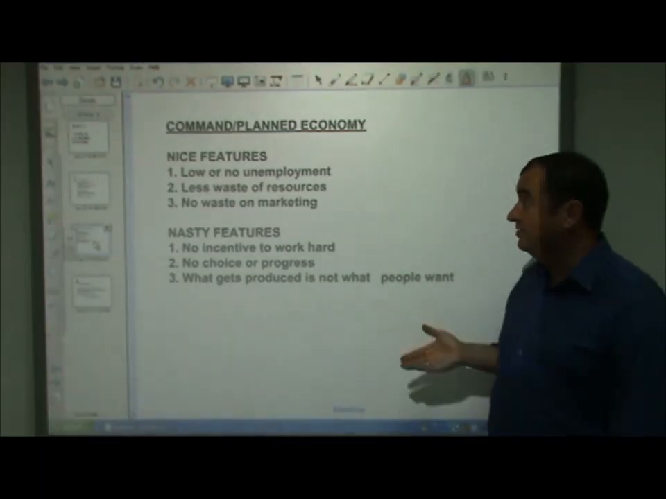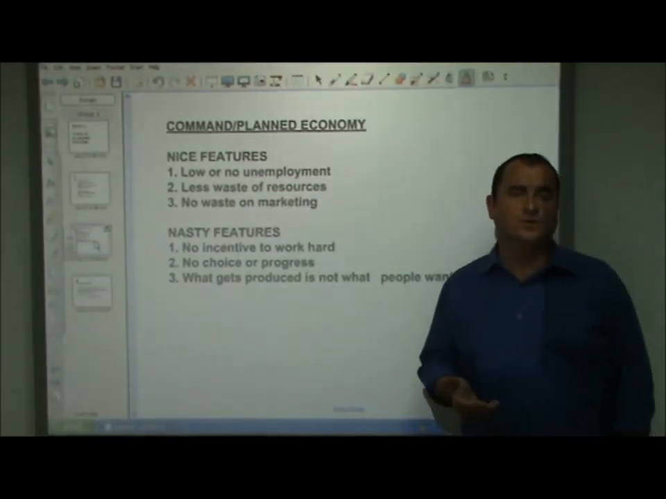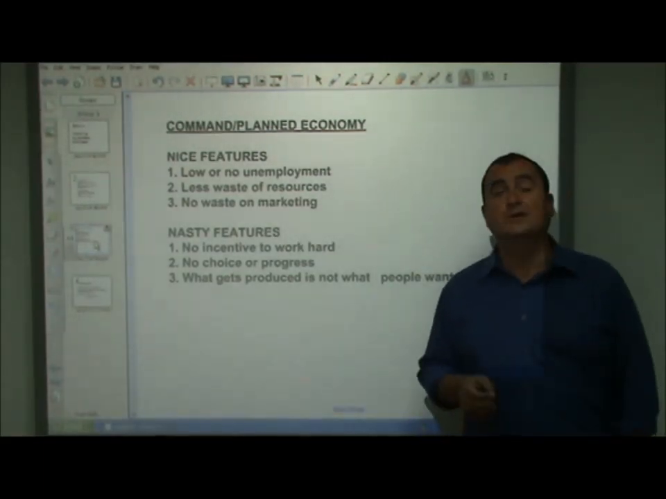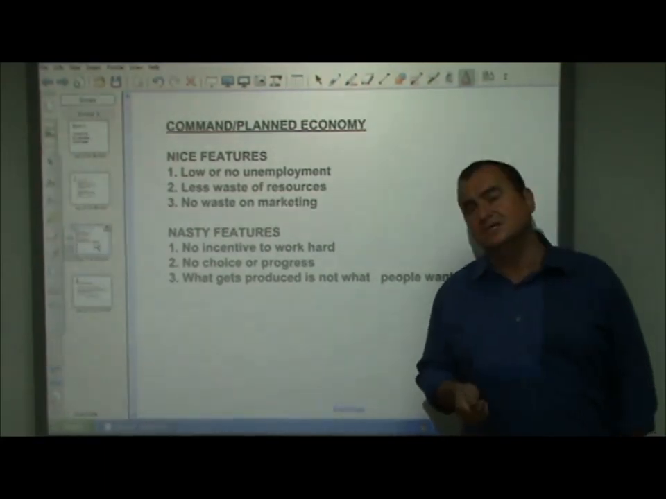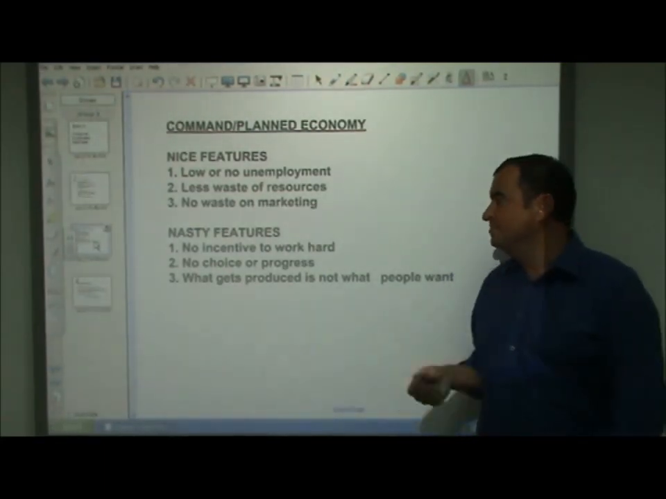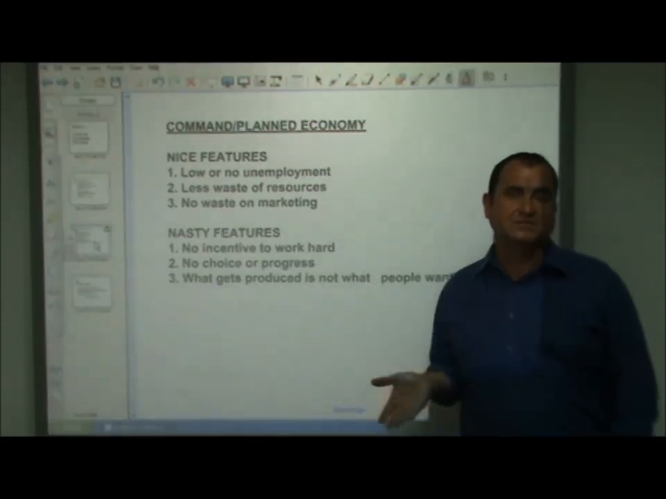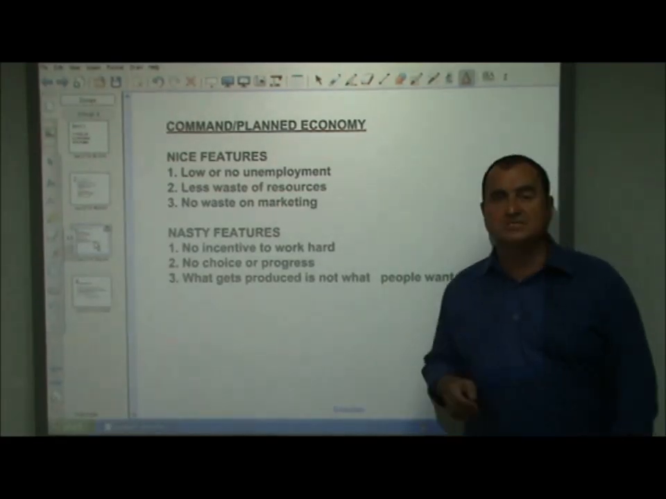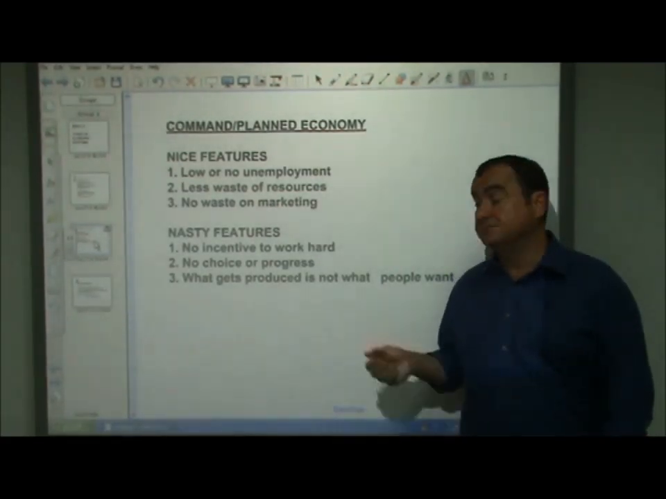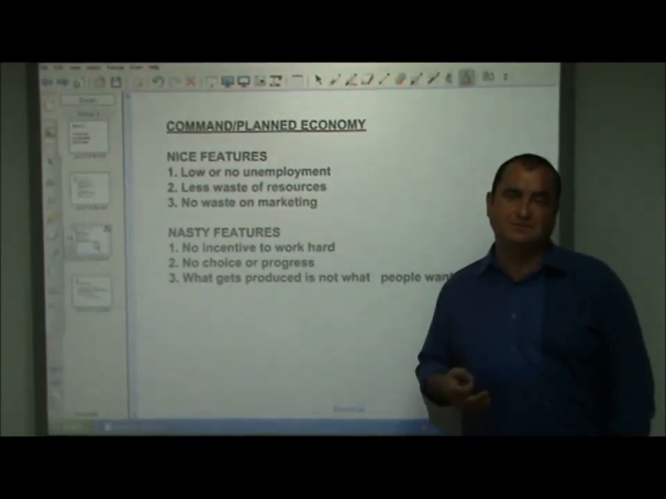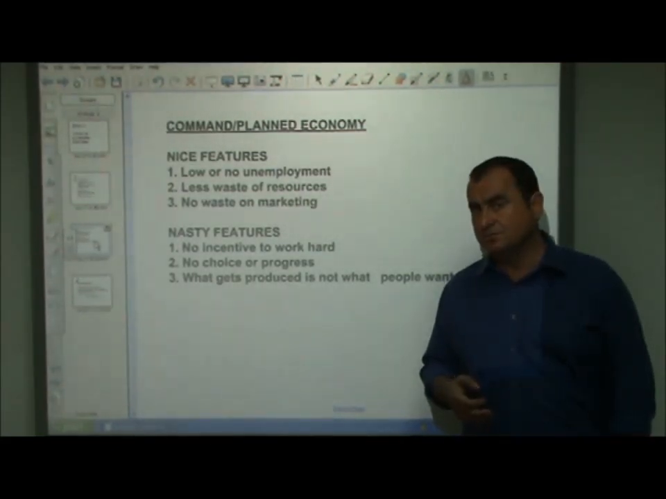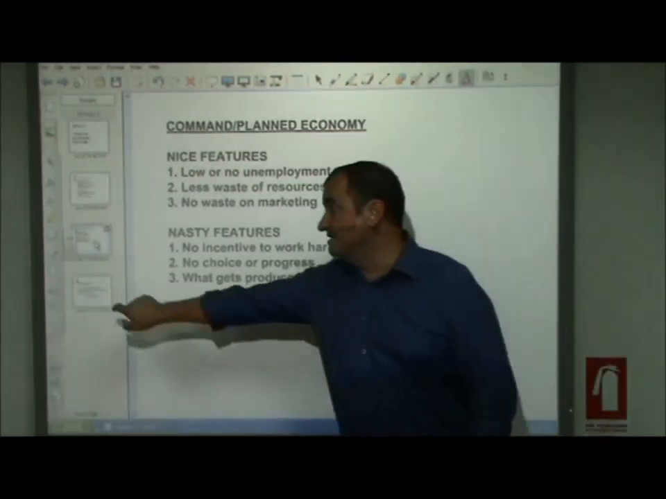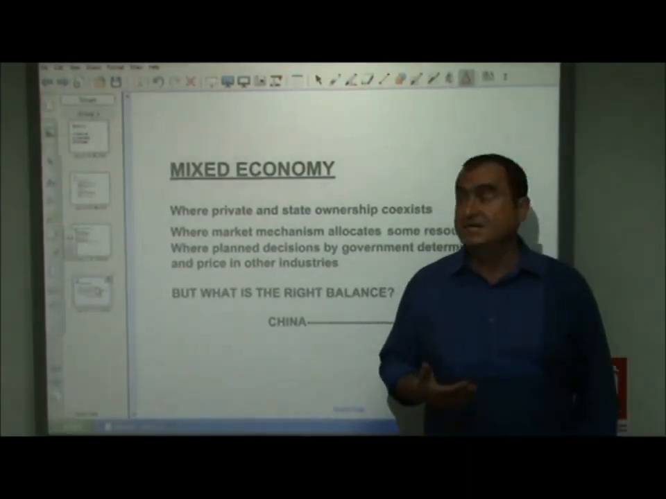Now, the command or planned economy does not exist anymore. There were around 30 countries who attempted to run command or planned economies, but when communism collapsed in the late 1980s, early 1990s, it was illustrated that this was not a system that worked. Of course, North Korea is still a communist country and still attempts to do this. It would be wrong, though, to say China is like this, because there is private ownership of businesses in China. So although China is still ruled by the Chinese Communist Party, they have allowed it to become a mixed economy, like nearly all of the economies in the world.